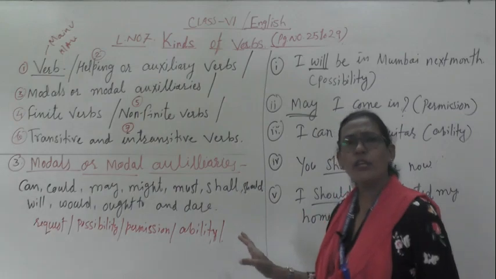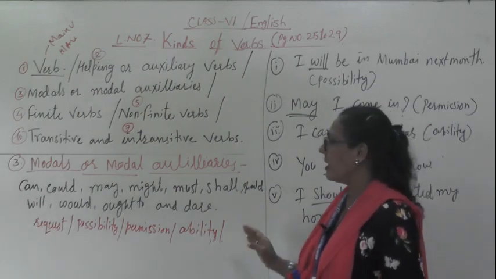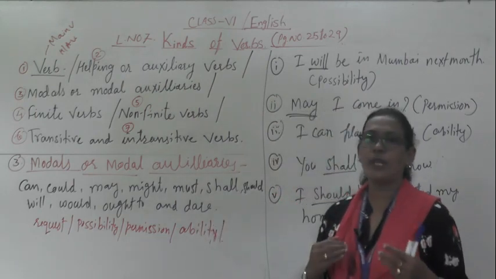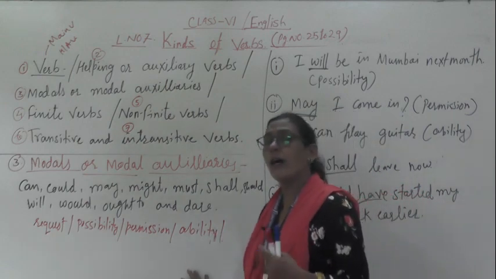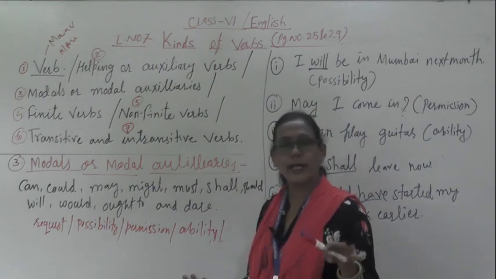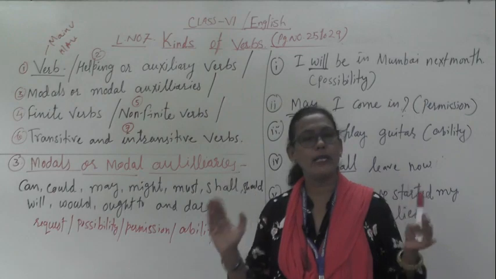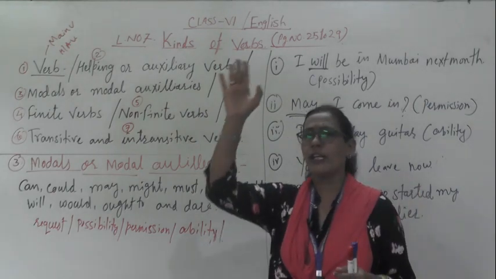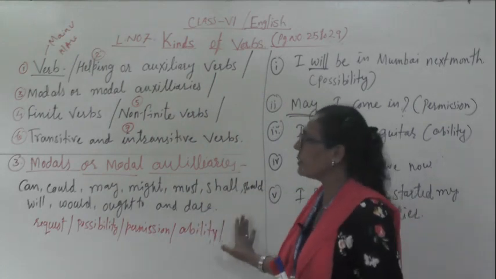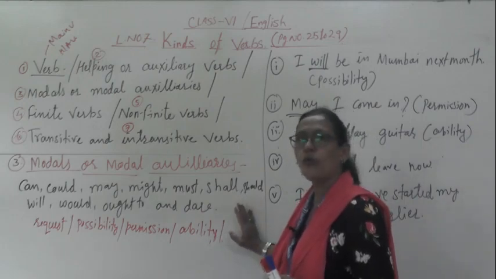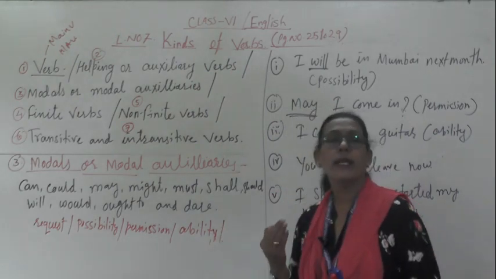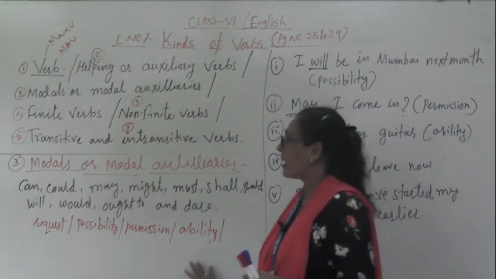Okay, so where do we use all these things? We use them for request, possibility, humble request, or the ability, if you have the ability. Dear children, for 6th standard it is not that much. But as you go to higher classes, there is one complete lesson on modals, and we will learn in very much detail. For 6th standard, this much is enough for you. These modals we always use for request, possibility, permission, humble request, or ability. These are called modals.